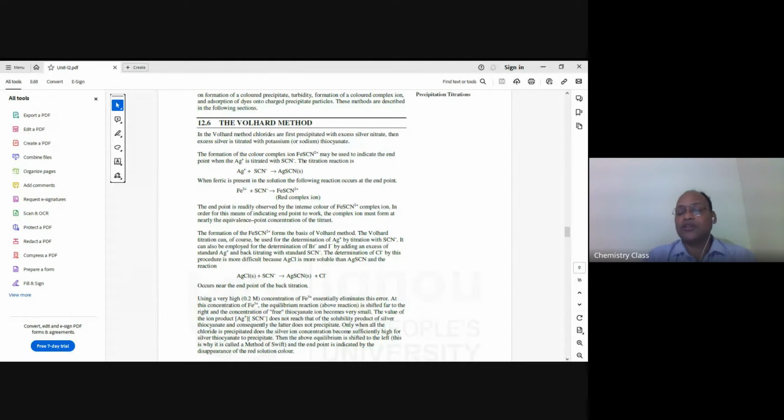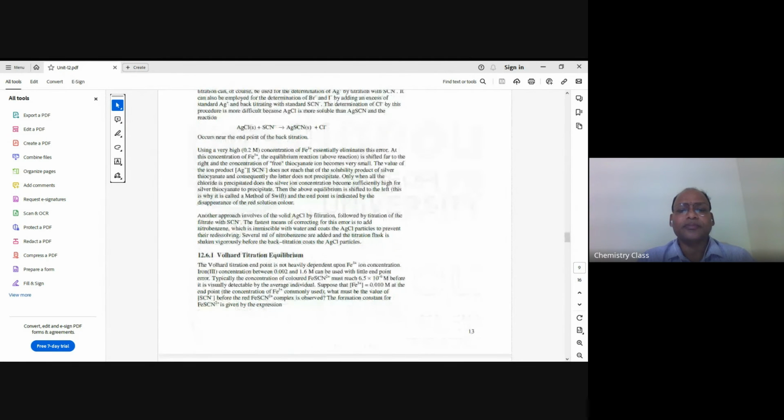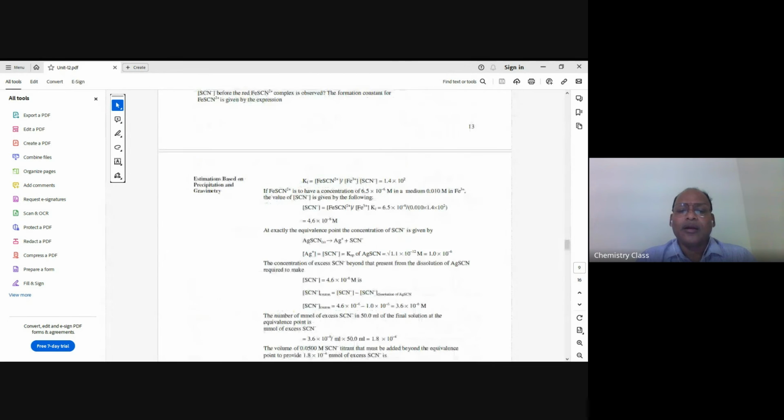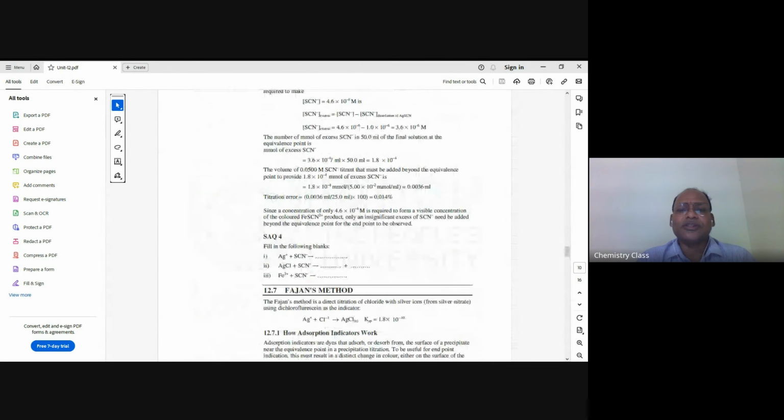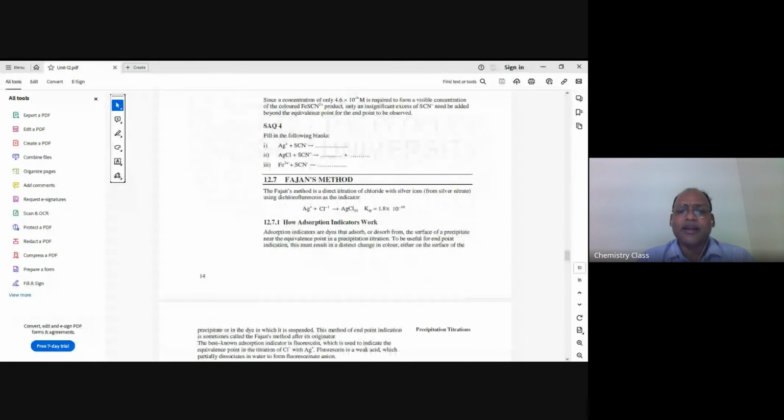You have to understand what the Volhard method is, what exactly it is used for, what color is formed, which complex will be formed, where the restrictions are, what you can calculate, which ion you can titrate, or what concentration you can find out. These are all explained by the Volhard method, so you have to observe it. Then the Volhard titration equilibrium, you have to go through this one. It's a mathematical area.